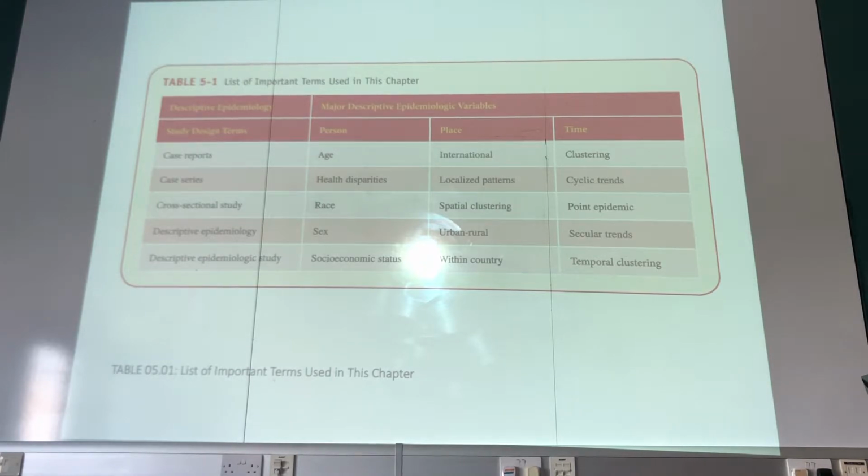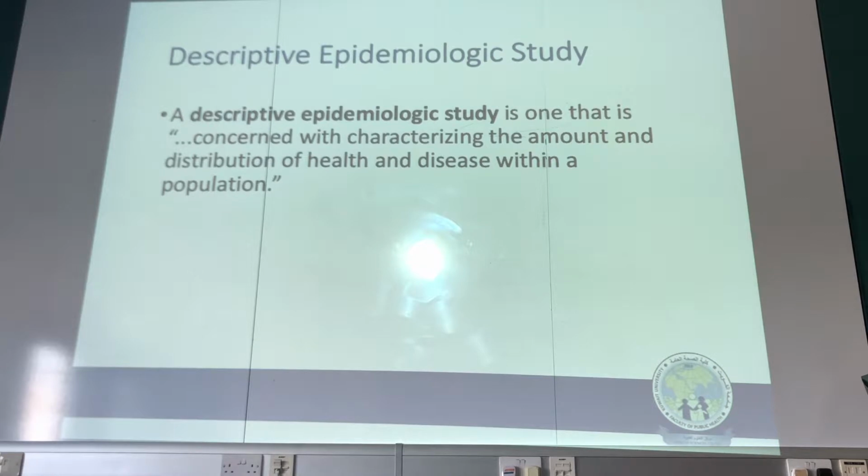What kind of variables? When you want to design a descriptive study, I will chart: place, time, person. What are the characteristics of the person? What are the characteristics of the place? What are the characteristics of the time? So that's the flow.